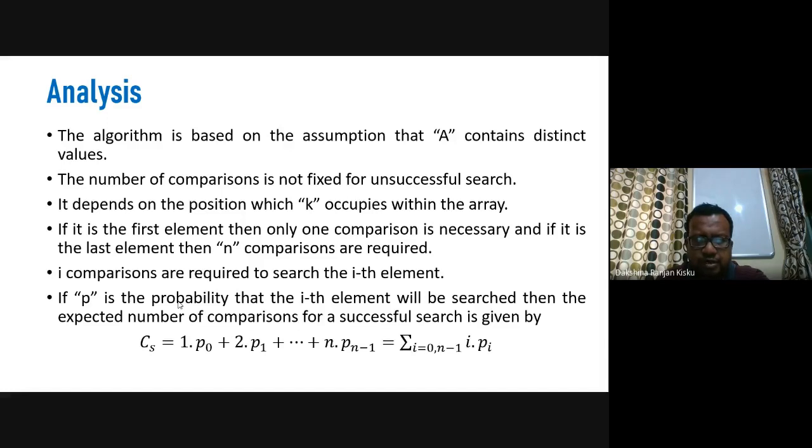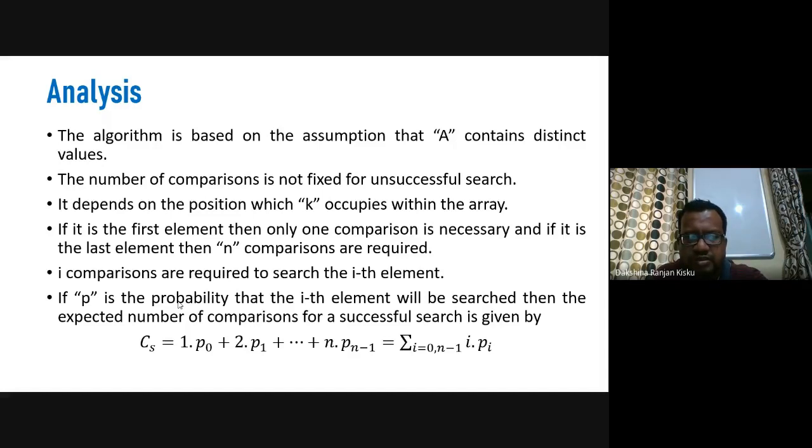For unsuccessful search, the number of comparisons is not fixed. But if we consider the elements are not distinct in the list A, then the searching element will be found for n number of positions. That means in all positions the same searching element will be found if the search is successful.